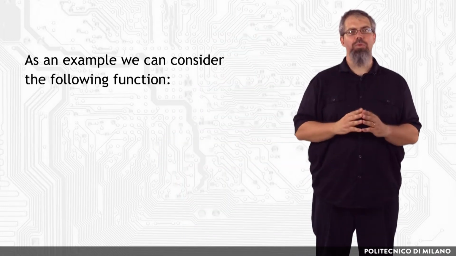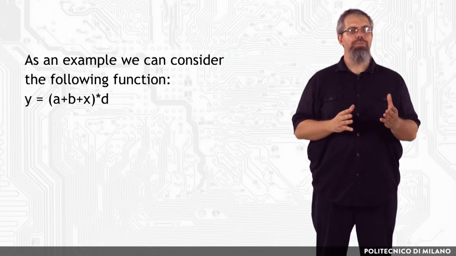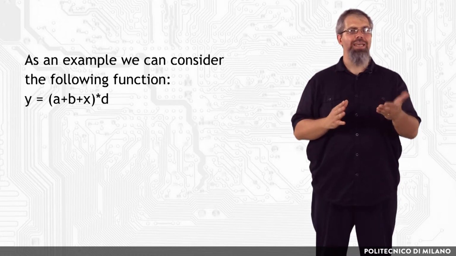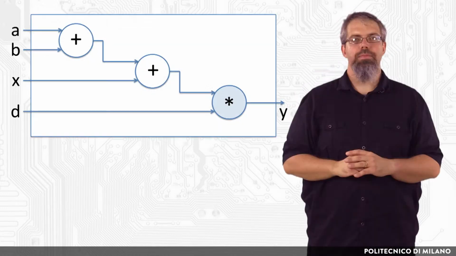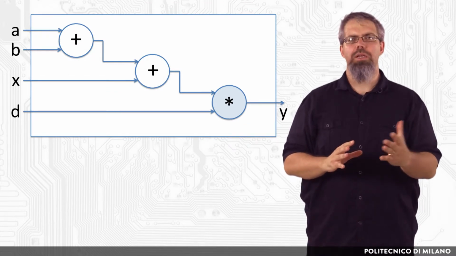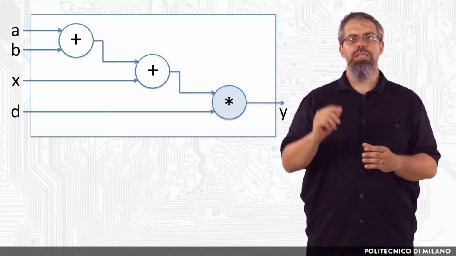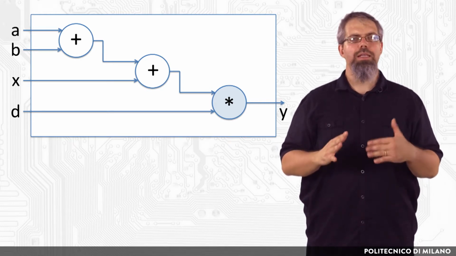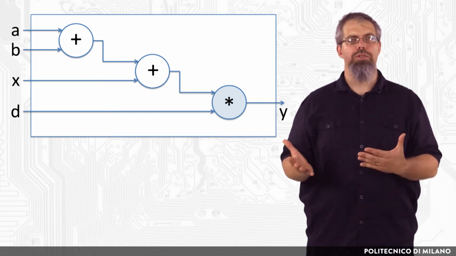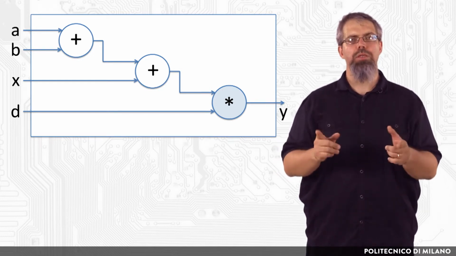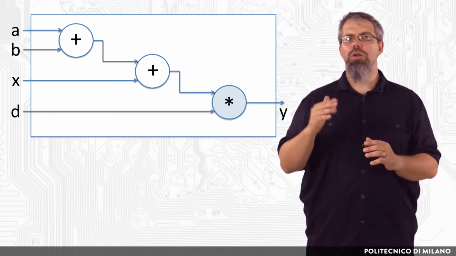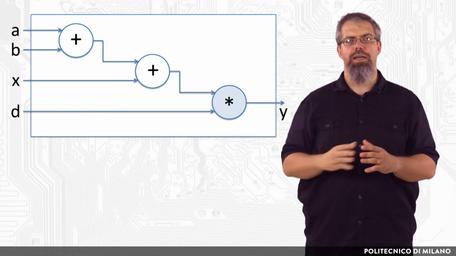It's important to notice that all these stages, considering that they are supposed to run in parallel, have to share the same clock cycle. As an example, we can consider the following function: epsilon equals (a plus b plus x) all times d. One possible implementation can be obtained by using two adder blocks and one multiplier. This implementation is purely combinational, and it behaves as the corresponding software function, since all the input values must be known at the start of the computation, and only one result epsilon can be computed at a time.